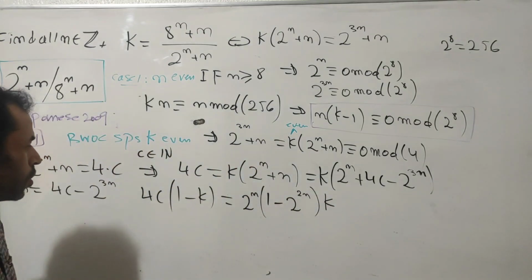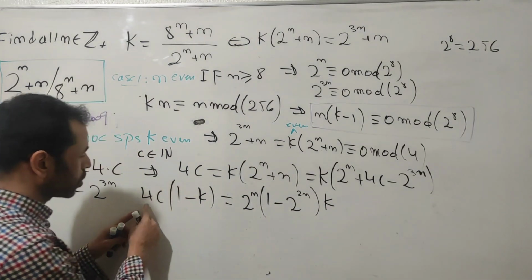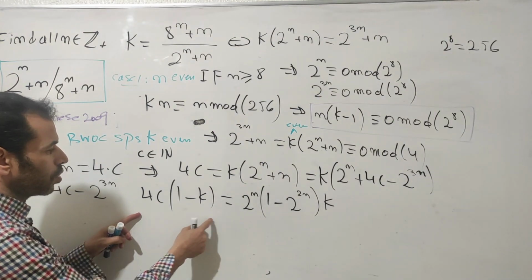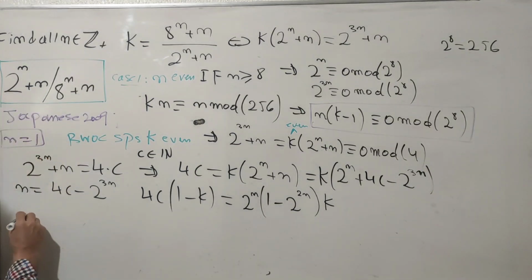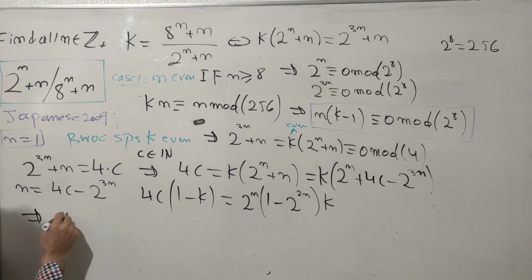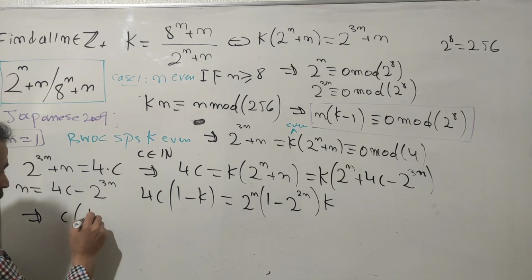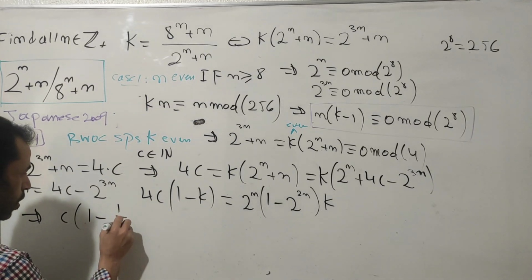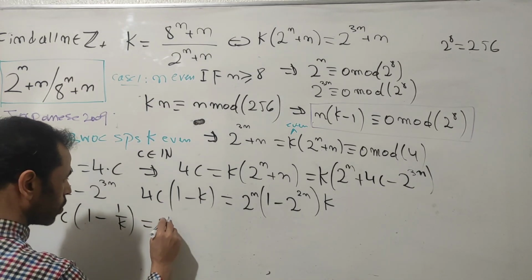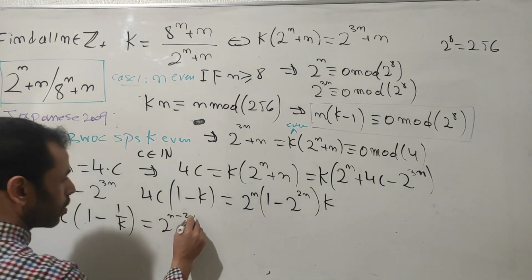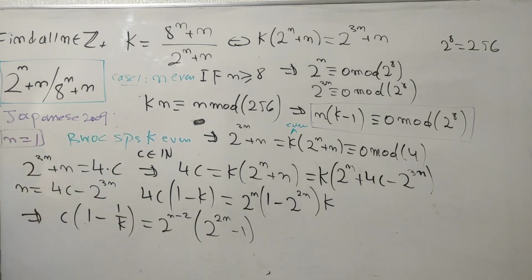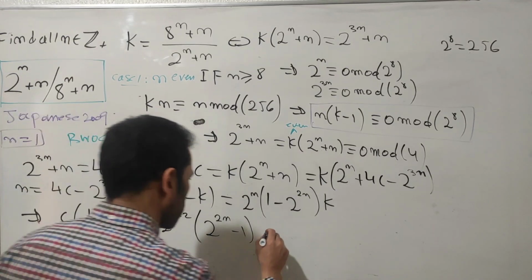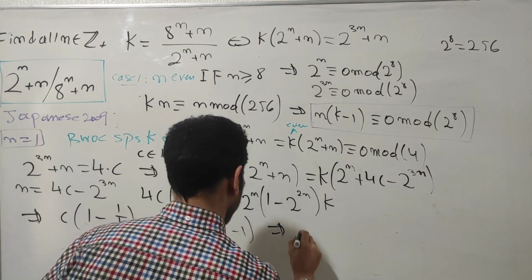I'm going to flip this one and this one. I'm going to divide both sides by 4, then divide both sides of this equation by k. So I get the following expression: c multiplied by 1 minus 1 over k, which equals 2 to the n minus 2, factor 2 to the 2n minus 1, like this. Also, I'm going to put this c inside of this one, so I will have the following expression.